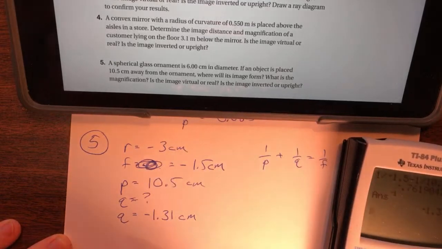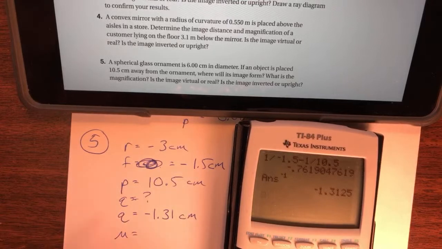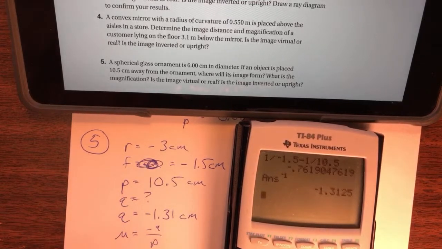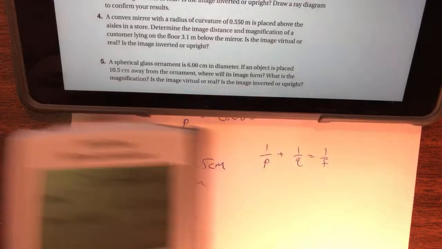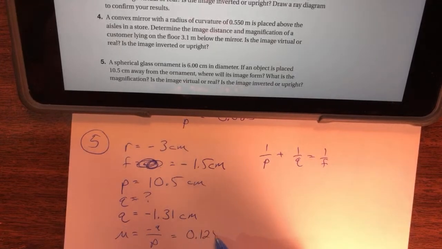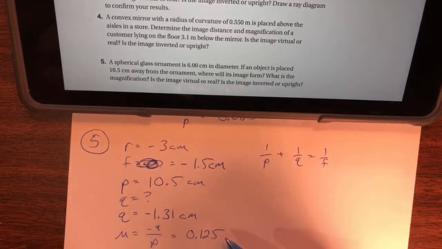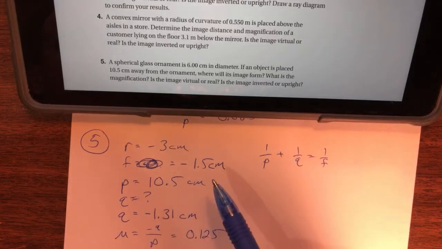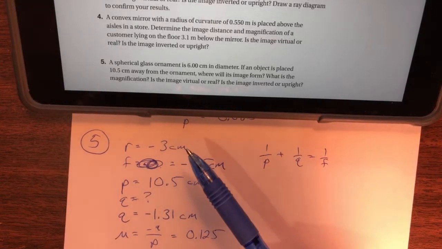And that means your magnification is going to be what? It's going to be negative Q over P. So this divided by 10.5 centimeters away, which is negative 1.125. So negative and negative, so that's going to be a positive 0.125. So once again, we're thinking this is going to be upright and virtual. Okay? All right, any questions so far?